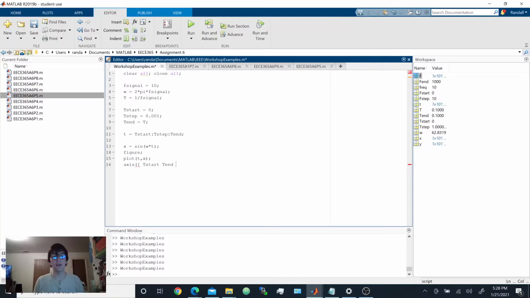And then our y would just be from negative max of x to max of x. So that makes it a bit easier. Make it twice. So then x label, because we're going to label our stuff: time in seconds.